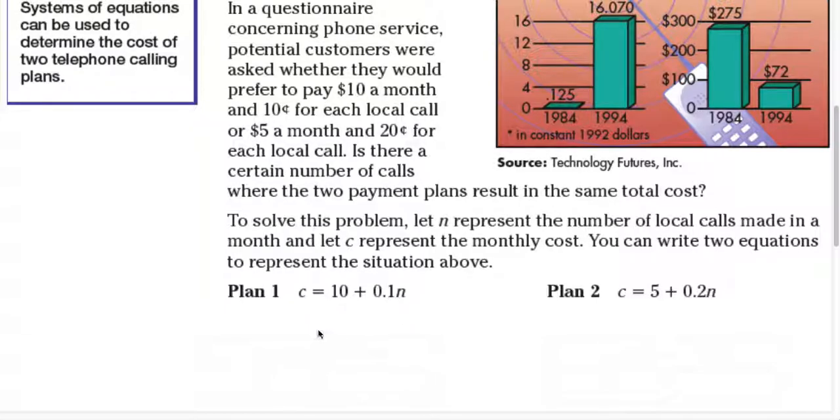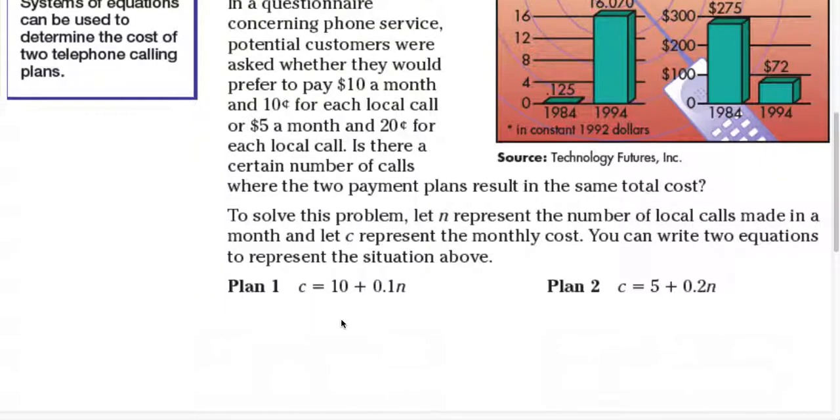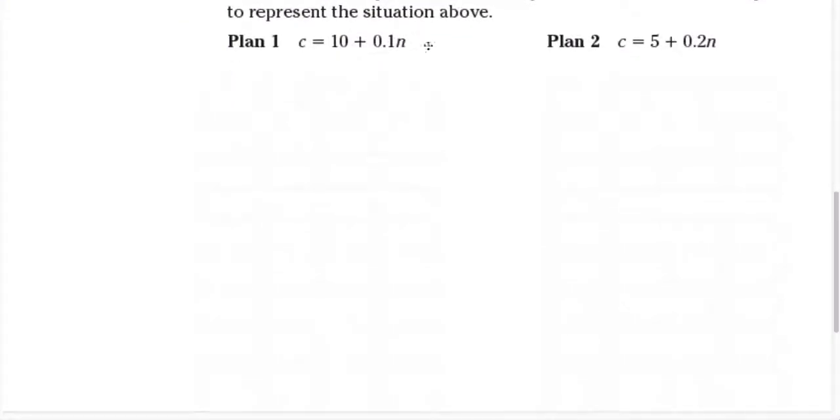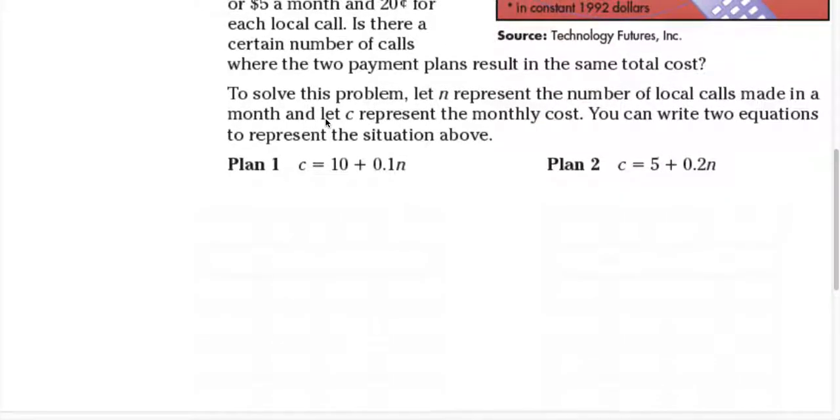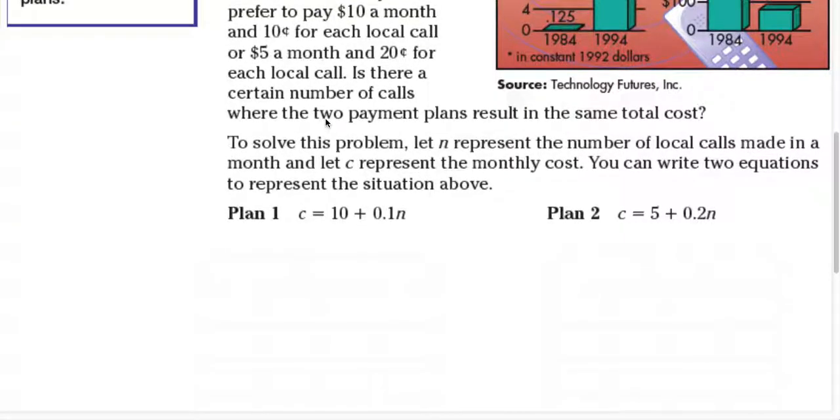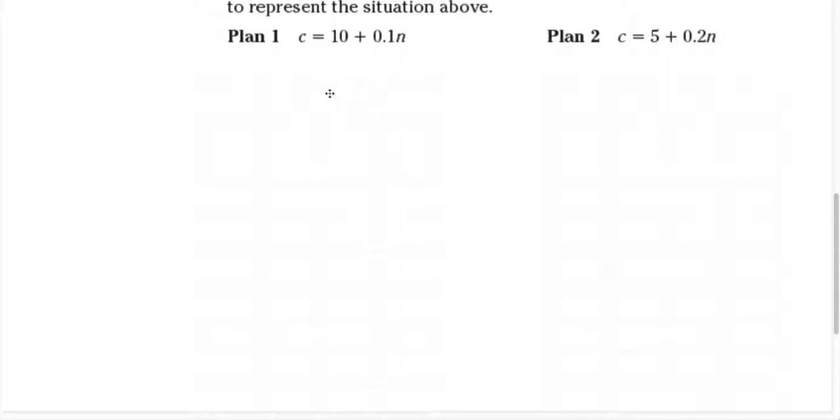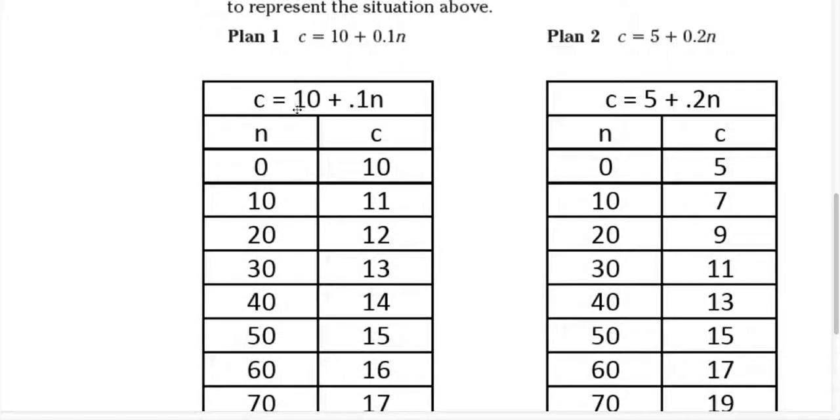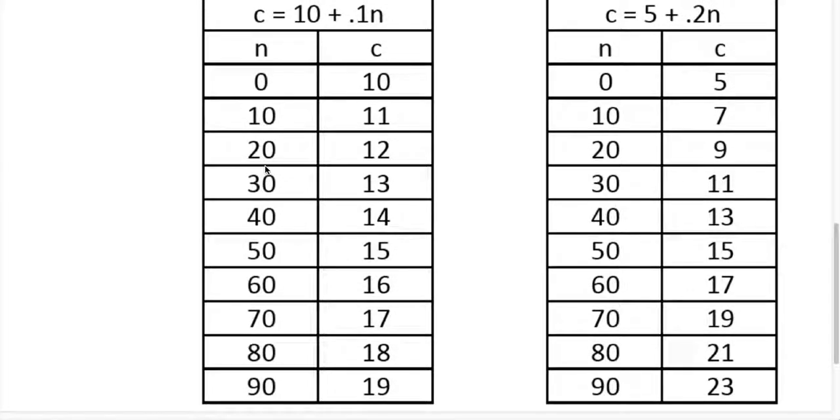Okay? And then we can use a table of values to find where they would be equal to each other. We're at the point where the two payment plans result in the same total cost, when their C's would be the same. So if we use a table of values, this is what's going to come out. Basically, we represent C equals 10 plus 0.1n, and we represent n as 0 all the way down to 90. That's our domain.